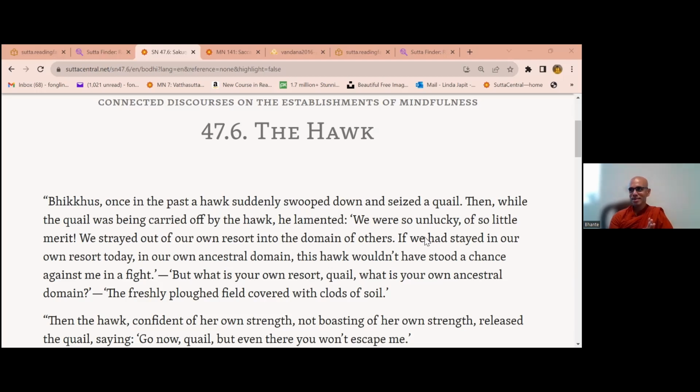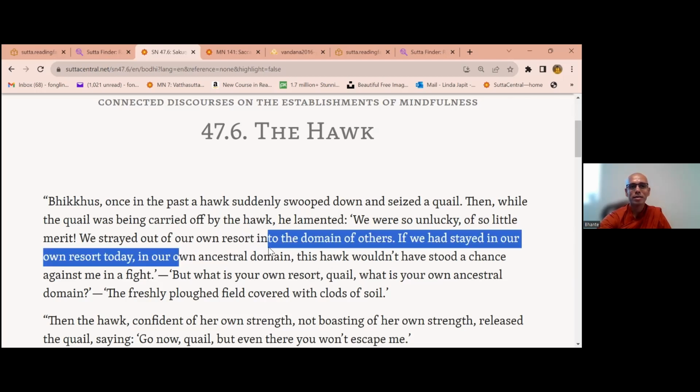Sadhu, sadhu, sadhu. Thank you for the beautiful reading. We have some good words here. What is it? The own resort. Our own resort is the first word. Into the domain of others. Our own resort, the domain of others. And our own ancestral domain.